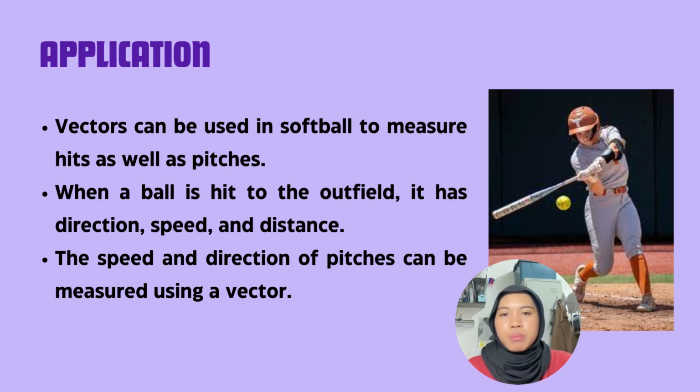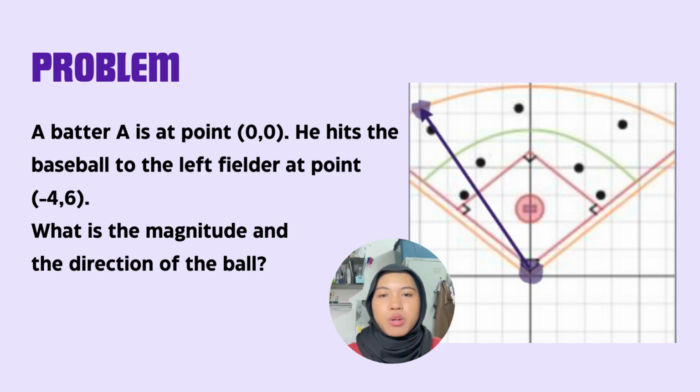Okay, back to the application of vector in softball. Vector can be used in softball to measure hits as well as pitches. When a ball is hit to the outfield, it has a direction, speed and distance. The speed and direction of pitches can be measured using a vector. This is the problem related to the application of vector in softball.